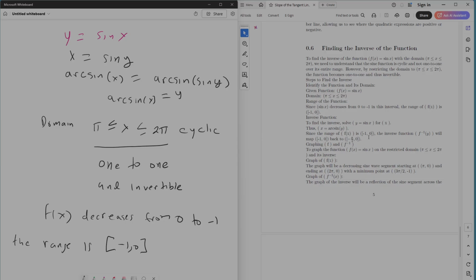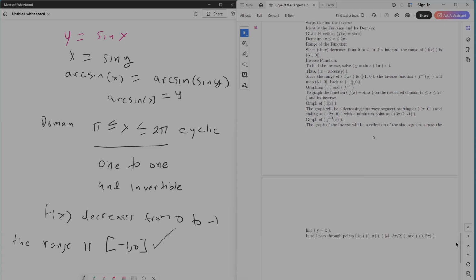So we know that the range of f of x is -1 to 0, as we said, and then we know that the inverse function will map the range back to [-pi/2, 0]. Let's look at the graphs to see this better.